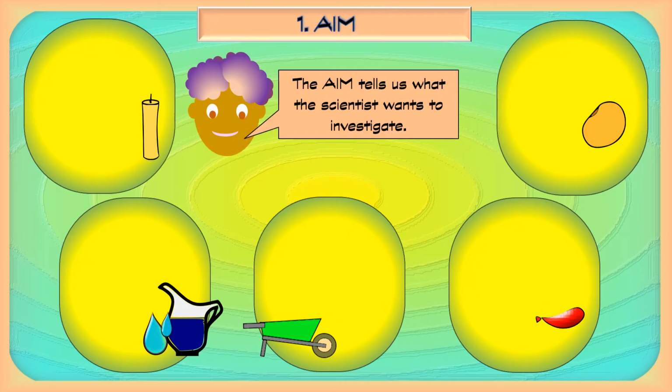The aim tells us what the scientist wants to investigate to solve a problem. The aim is a statement of the question for the investigation. The aim always begins with the words to determine. To determine means to find out.